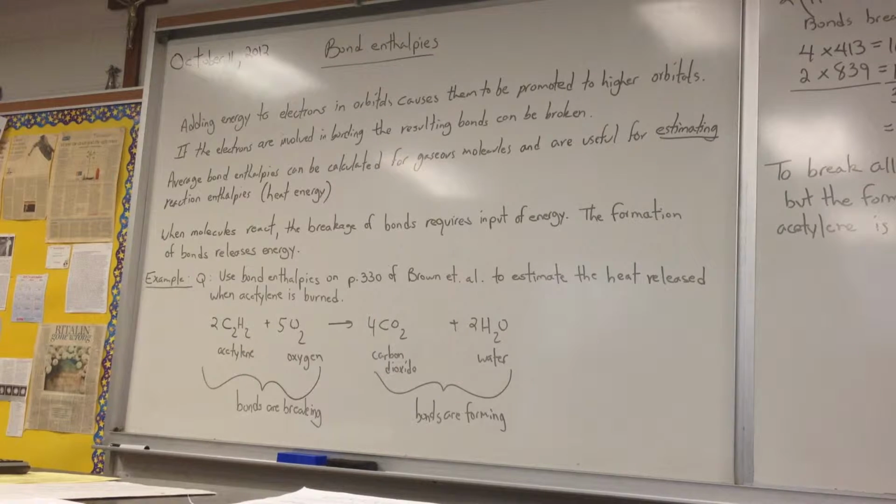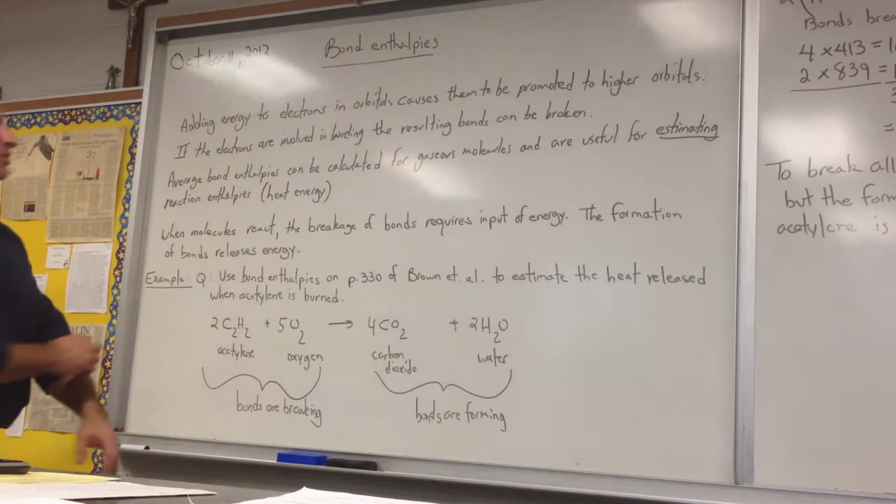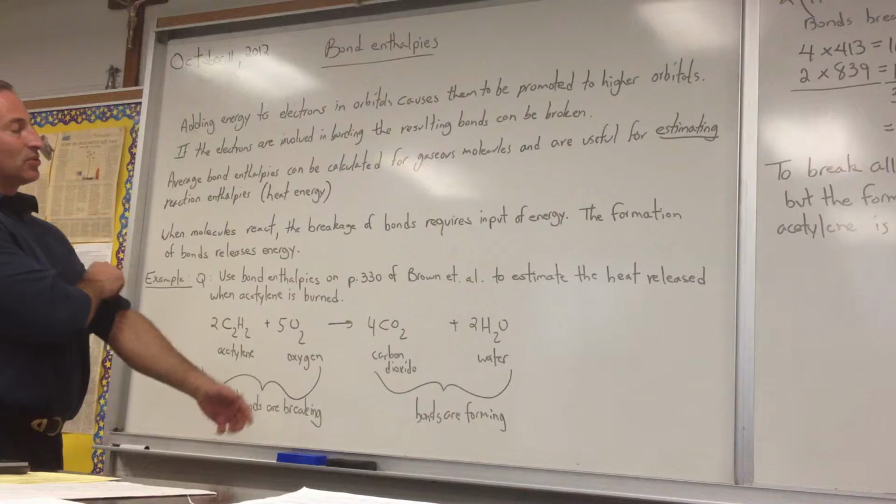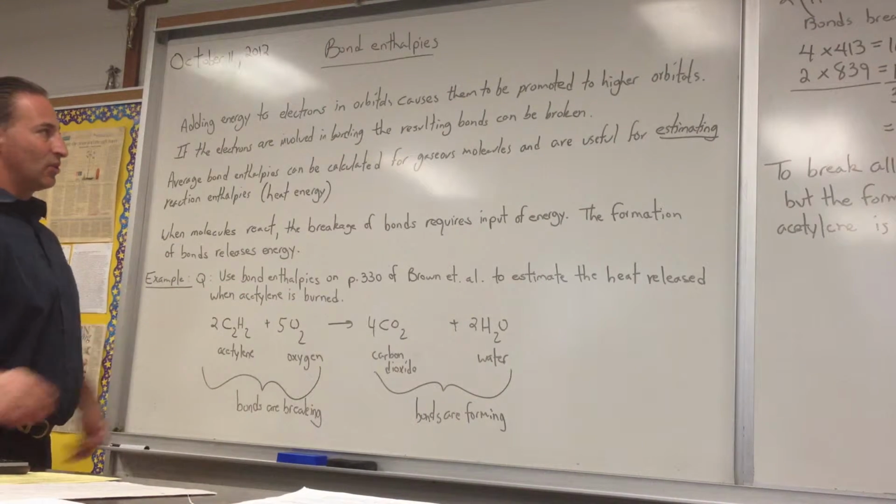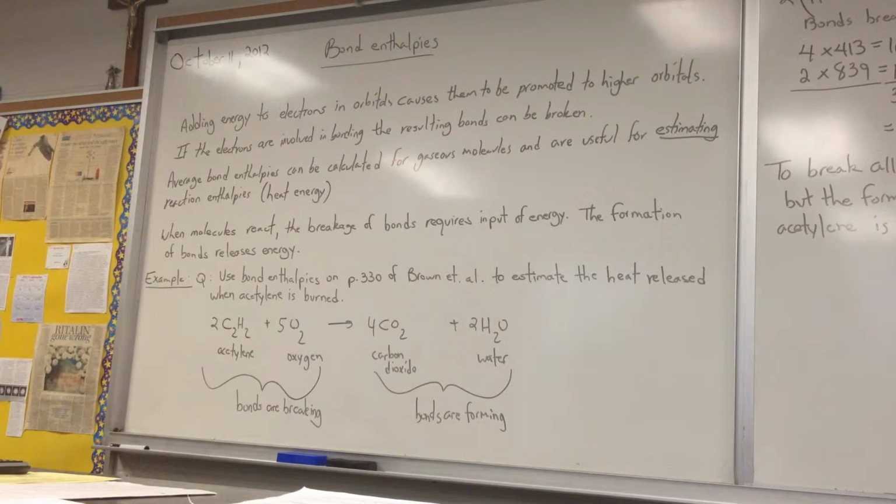All right, in today's class we're looking at bond enthalpies. Normally when you add energy to electrons, you promote them to higher level orbitals, and then when they fall back to those orbitals, they are known to give off their energy, and they fall back into the normal orbital that they occupy, which they call the ground state.